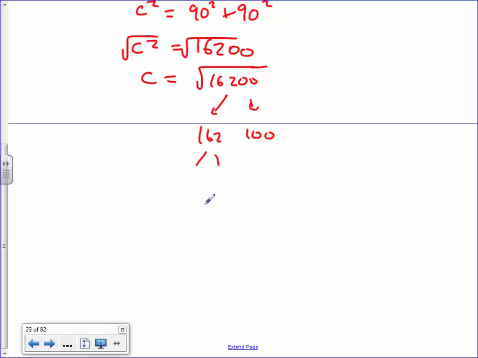Well, it has to be a square rootable number, so it has to divide by either 4 or 9 or 16. Actually, I'm having a hard time making any square rootable number work. Anybody get one that works? 81 works?